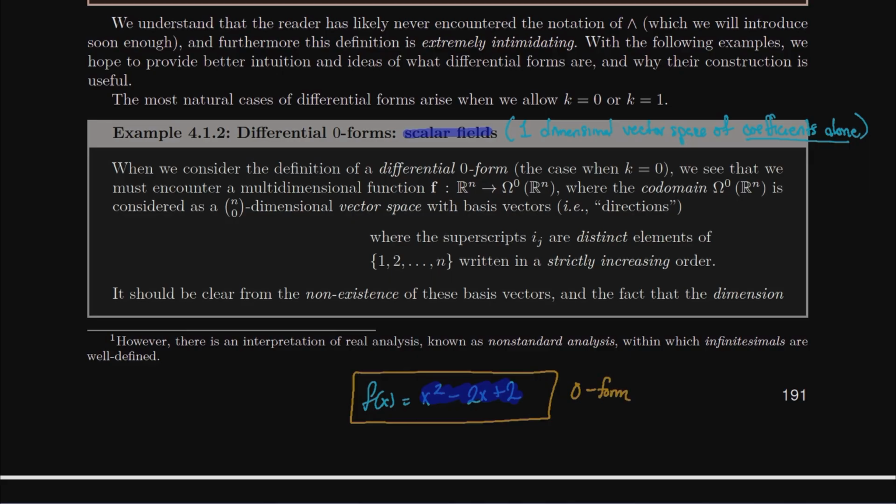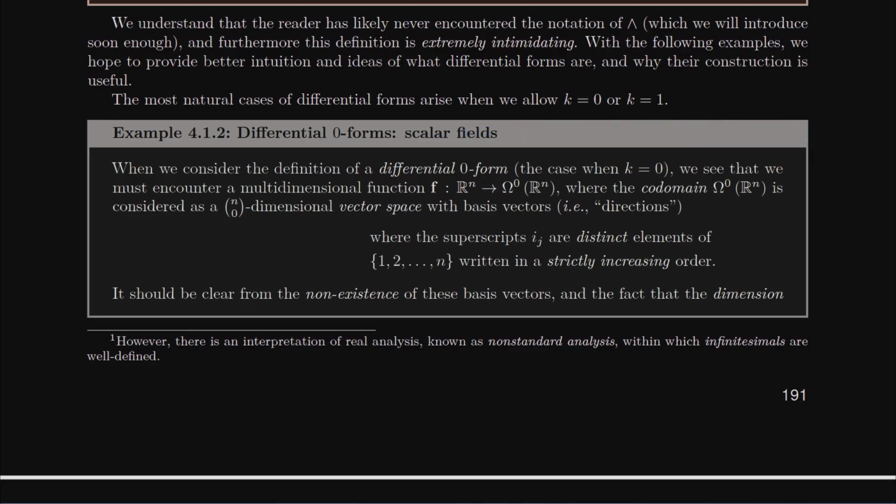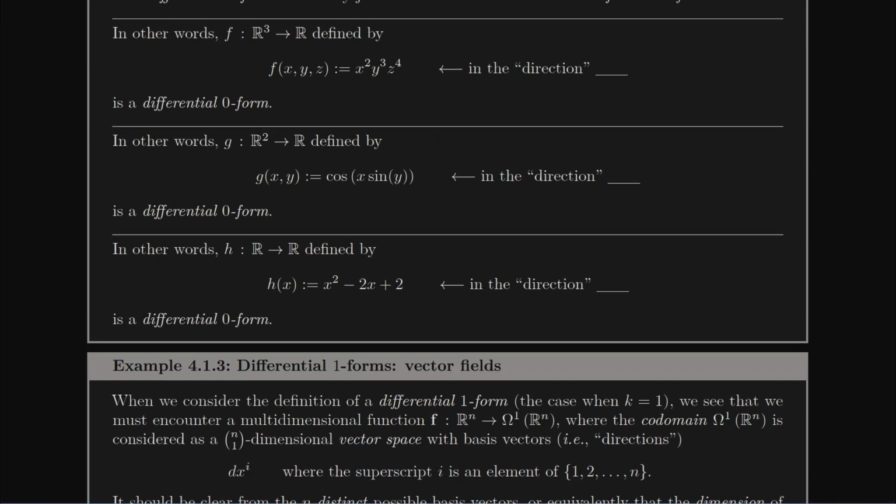Okay, so 0 forms are basically the regular functions we all know and love, in the sense that they're technically scalar fields, because we decided that it's a 1-dimensional vector space on the output. So they have n possible input dimensions, but they only have a single output dimension. Now, what do those look like? Or some good examples of those?